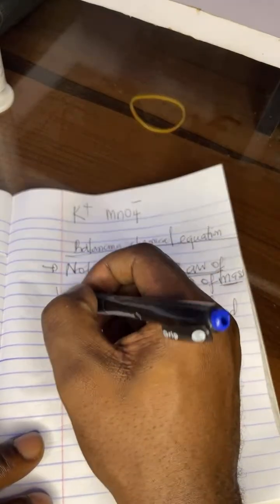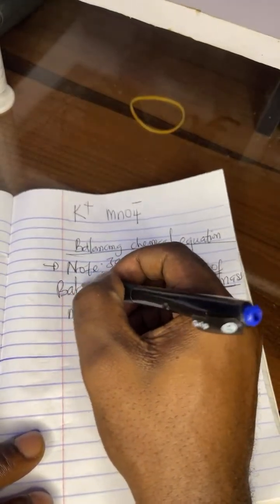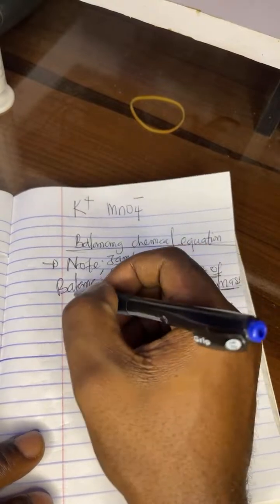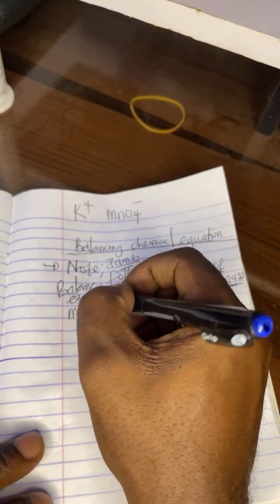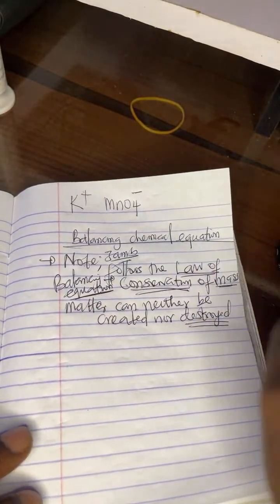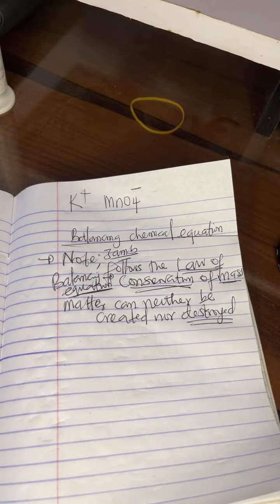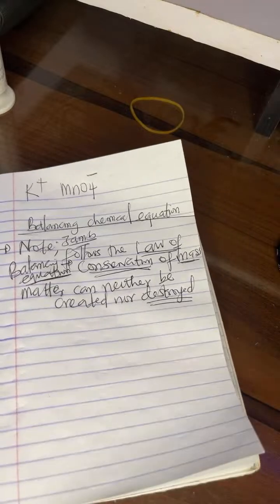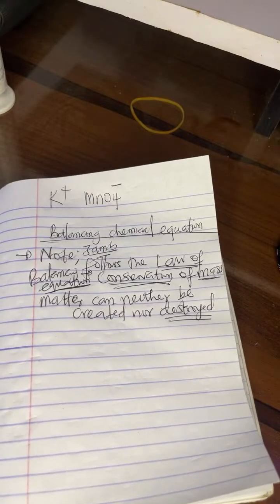What law does balancing a chemical equation follow? Write it in the comment section. This one is a JAMB question, so you must know it. Conservation of mass. John, what law does it follow?